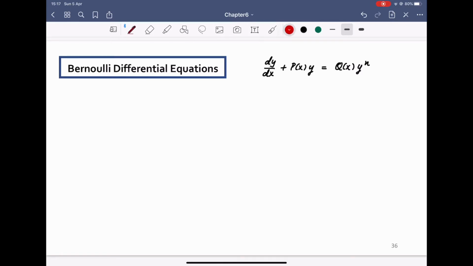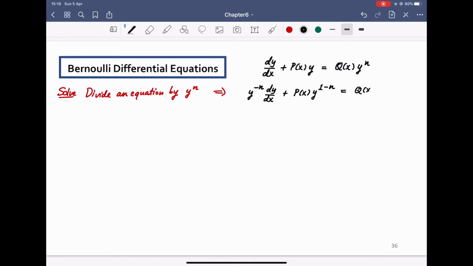So first, divide the equation by y to the n. This will give you y to the negative n dy/dx, and then plus p(x) times y to the 1 minus n, and then on the right hand side you have just q(x). So we obtain this equation because we just divided everything by y to the n, and then you can see some cancellations. And then now after that we're gonna let c be y raised to the 1 minus n. So this is our new variable c. So the idea is we're gonna change this equation into a linear differential equation in terms of c and x.